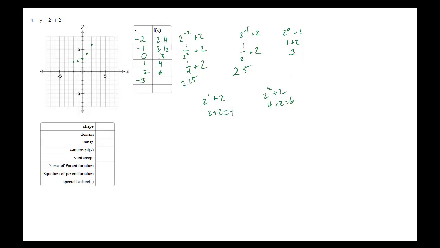Put in negative 3. So we go 2 to the negative 3 power plus 2. 2 to the negative 3 power is 1 over 2 to the 3, plus 2. And 1 over 2 to the 3 is 1 over 8, plus 2, which is then 2 1/8. And so I got 2 1/8 right there, which is a little bit smaller than 2 1/4. It's going to get a little bit smaller, but it's never going to pass 2.